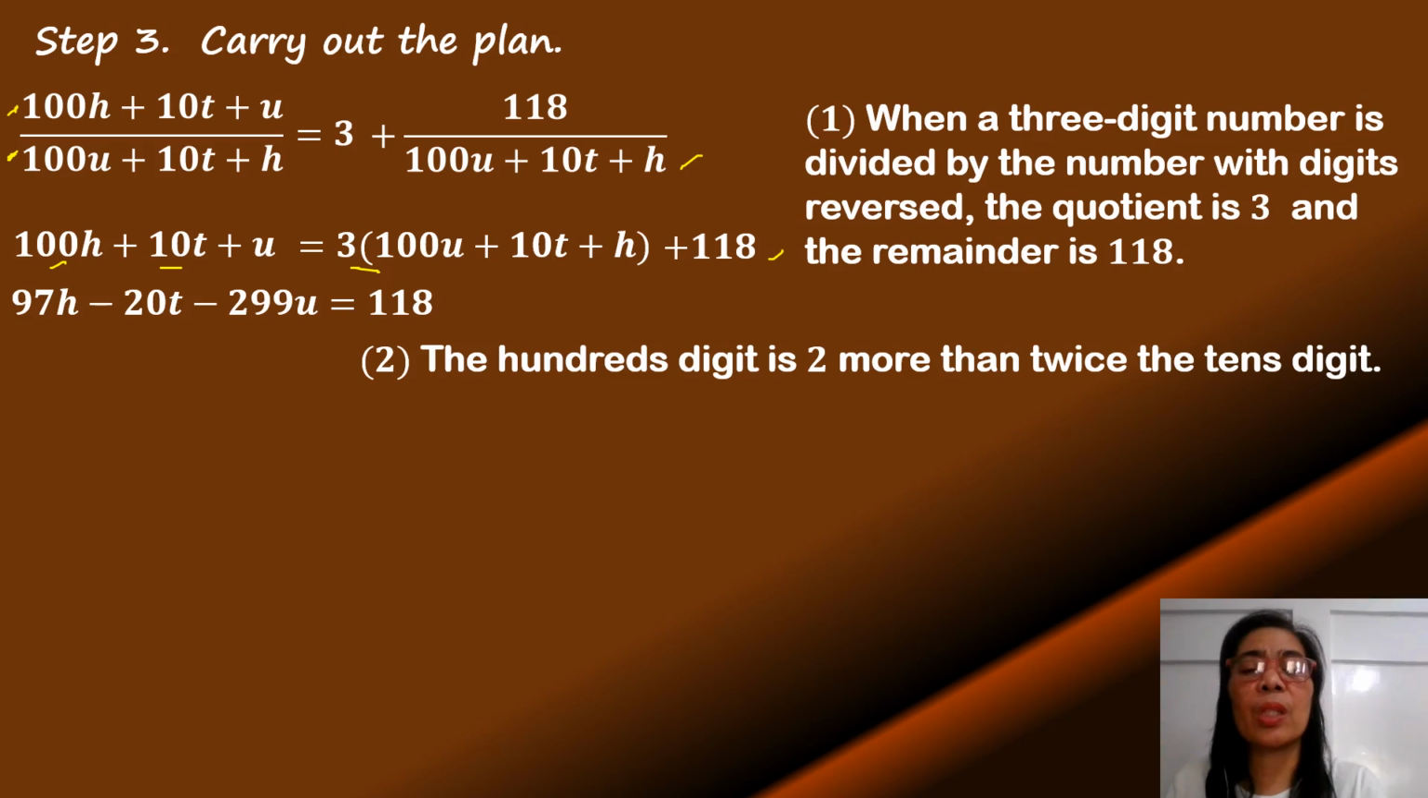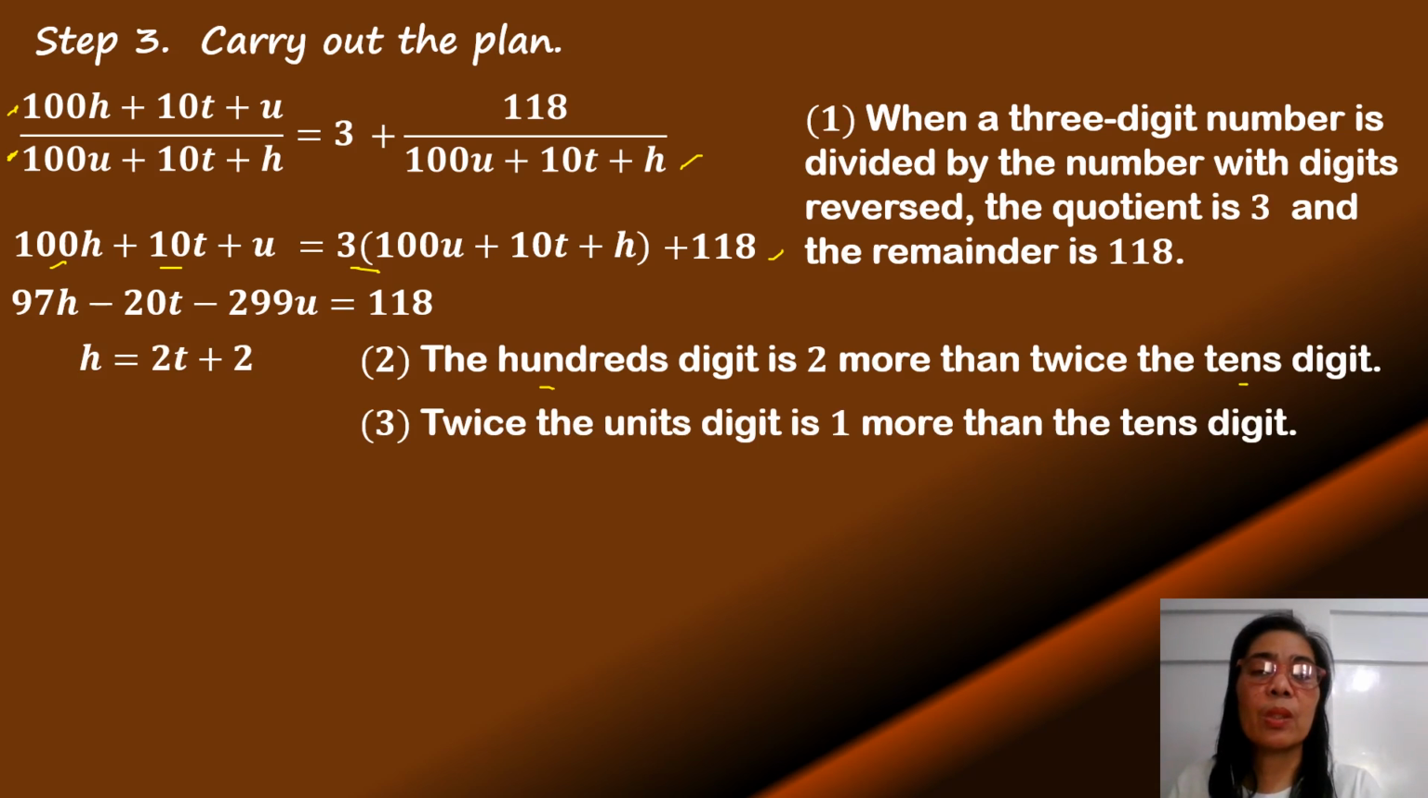The second condition is the hundreds digit is 2 more than twice the tens digit. So the hundreds digit is represented by h, and it is 2 more than twice the tens digit. So we have h is equal to 2t plus 2. Then another condition is twice the units digit is 1 more than the tens digit. So we have 2u is equal to t plus 1. And we can solve for u in here by dividing the equation by 2. That will give us now u is equal to 1 half t plus 1 half. So let us have now this one as our equation 1. This is equation 2. And this is our equation 3.